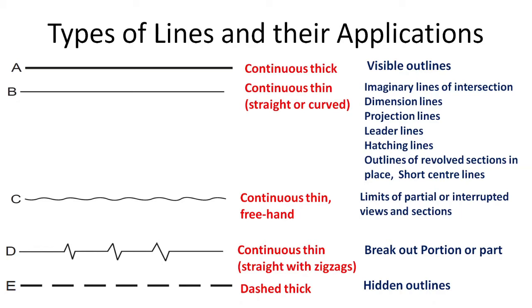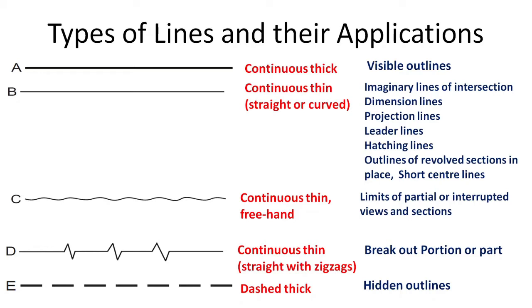The second line is B. It is a continuous thin line, whether straight or curved. It is used to draw imaginary lines of intersection, dimension lines, projection lines, leader lines, hatching lines, outlines of revolved sections in place, as well as short center lines.